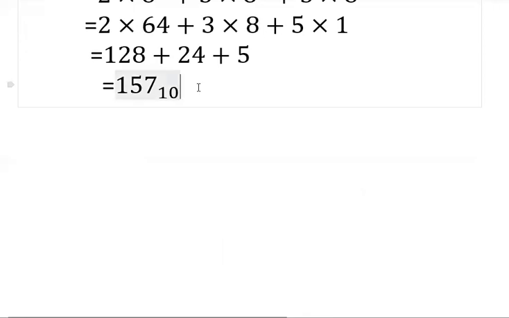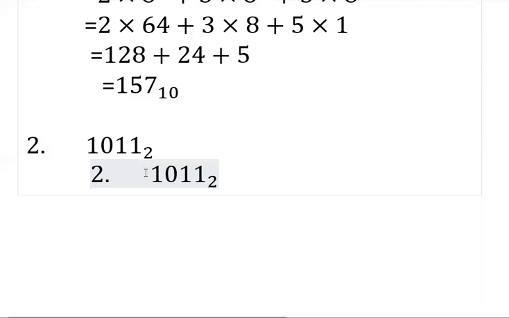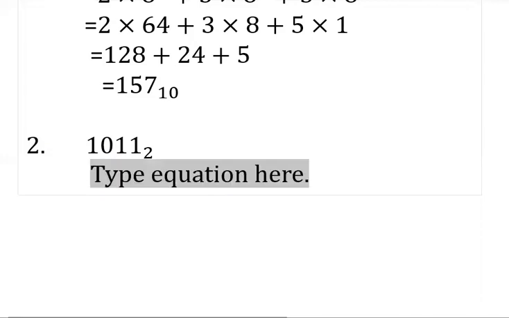Question number 2. Very good. 1011 in base 2. So the same method. This one is a 4-digit number. So we use the same method. So we say, first thing first, 1.